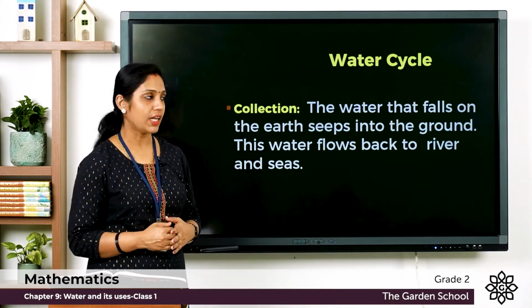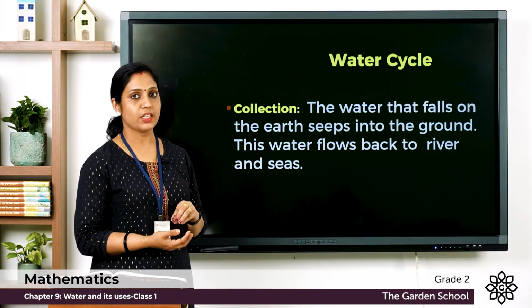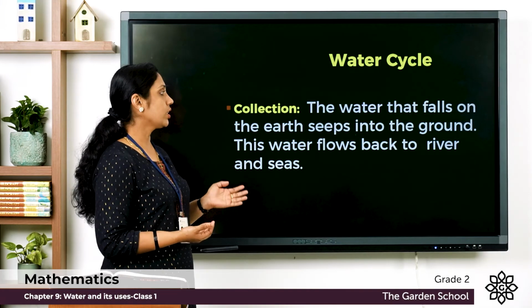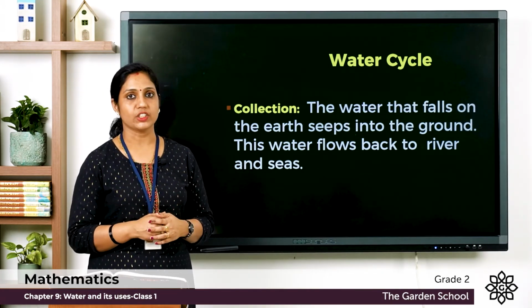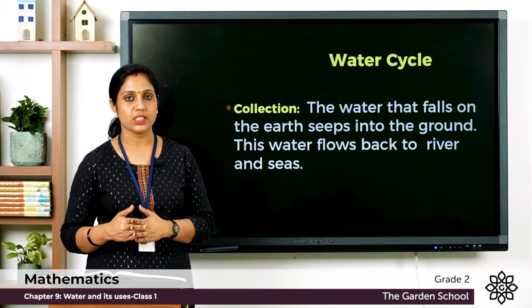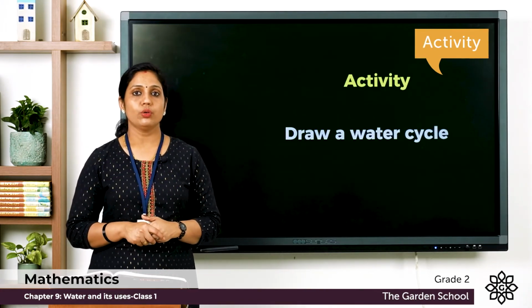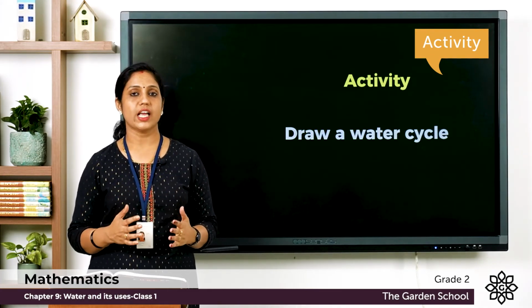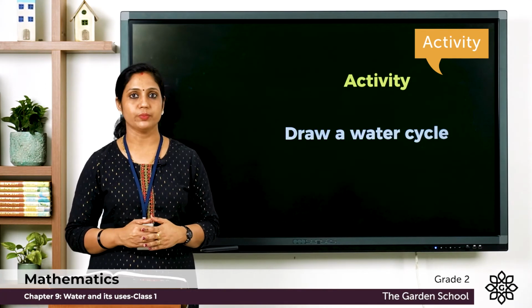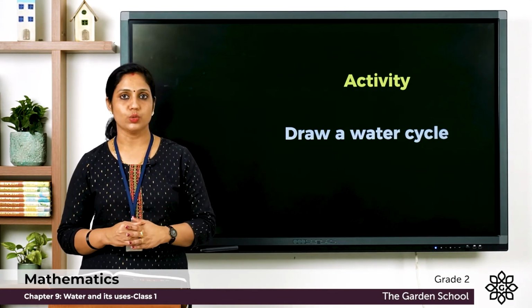And the last one, collection. The water that falls on the earth seeps into the ground. This water flows back to rivers and seas. So this is collection. These are the 4 steps of the water cycle. You can write this down in your notebook. You have an activity to do, that is to draw a water cycle in your notebook. So this is the activity for you in this chapter. And with this, we finish our chapter, water and its uses.